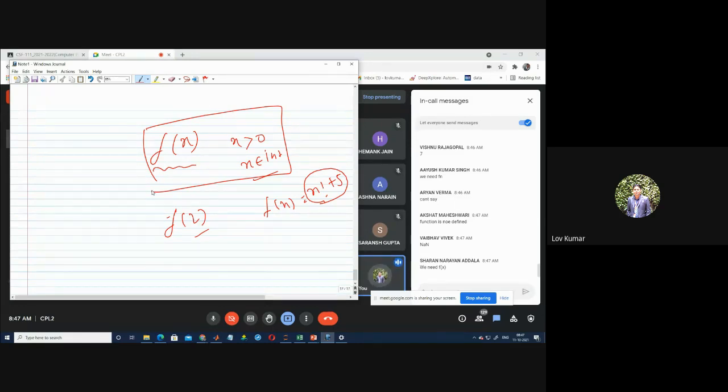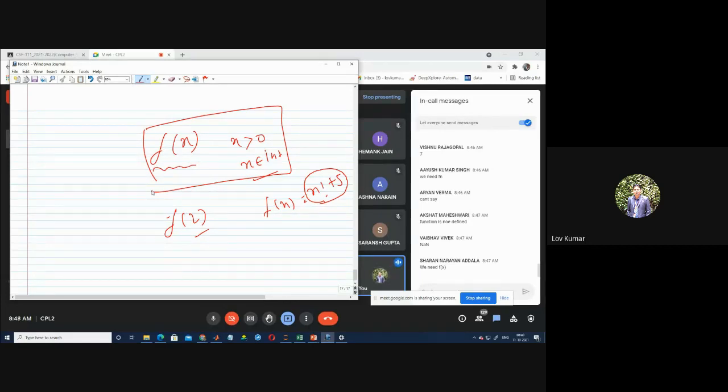That should not be a negative integer. Then you are going to define the logic. What is the logic of this function? f(x) equals x factorial plus 5. This is called the logic of the function.